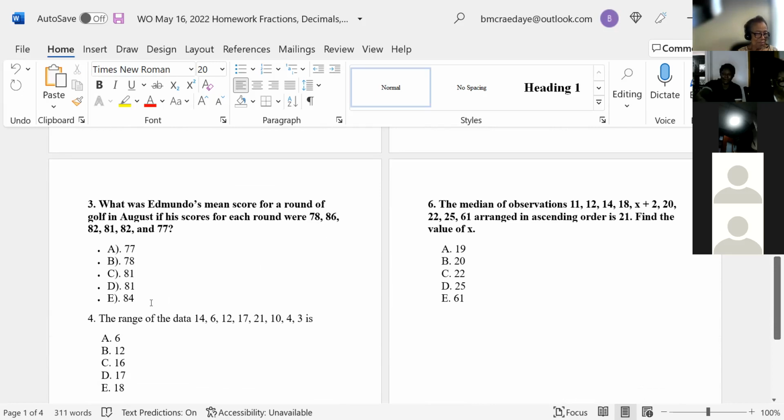What's the answer for number 3? I noticed you have two of the same answer, Miss. Yeah, I know. That was a mistake, but that's okay. That means you could give me one or the other, right?